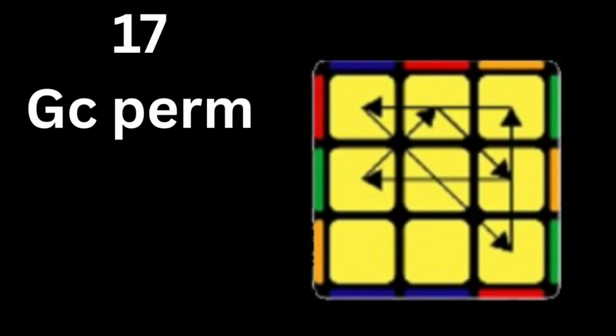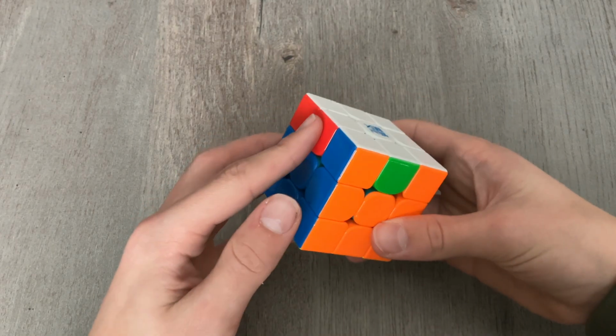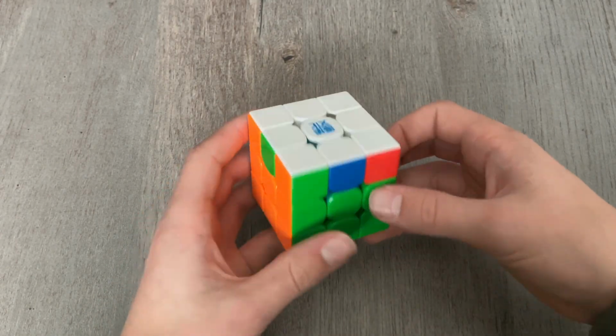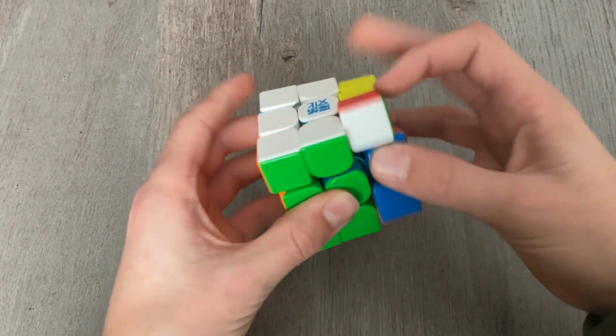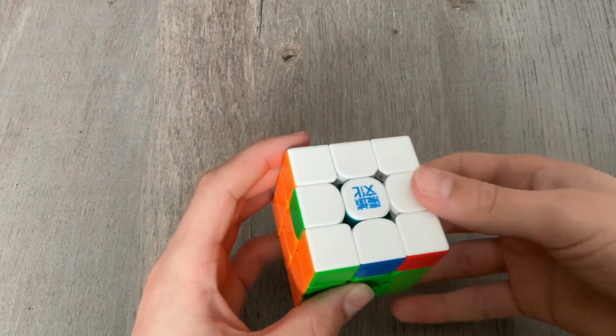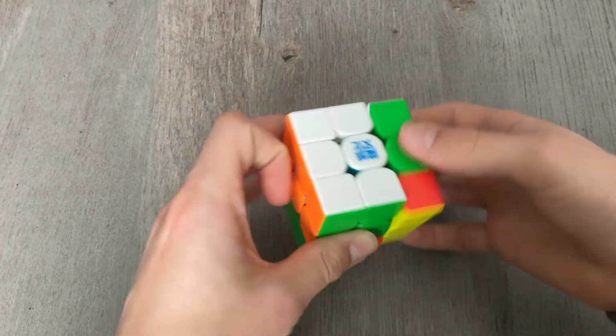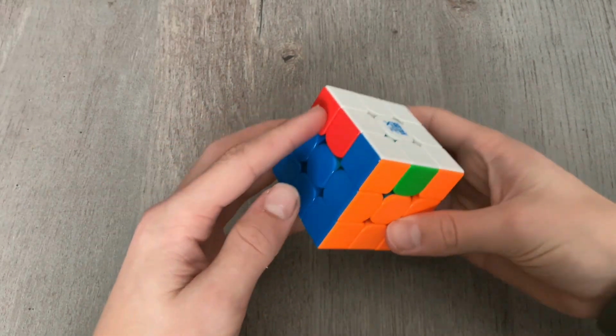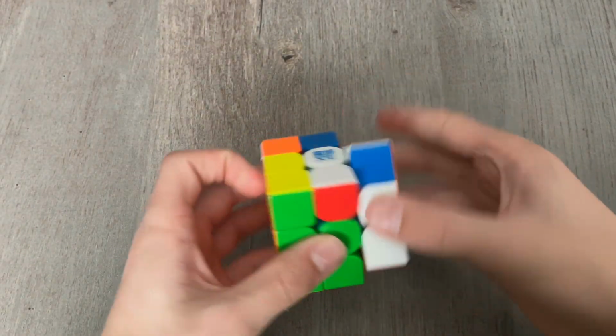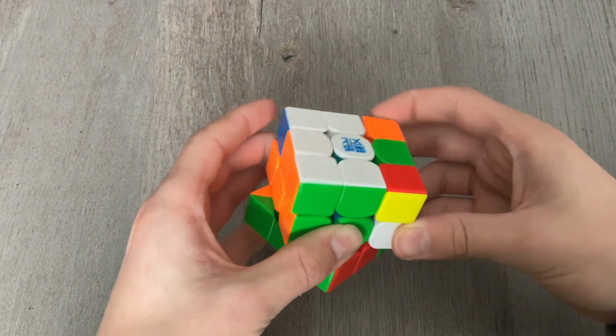At number 17, I have GC-perm, and this is the one with the block on the left of the headlights. Now, I don't know why, but for some reason, I just feel like this G-perm takes me the longest out of all of them, so that's why I'm ranking it last out of the G-perms. I think the reason that this one takes me the longest is because the algorithm that I use has a big regrip in the middle of it.